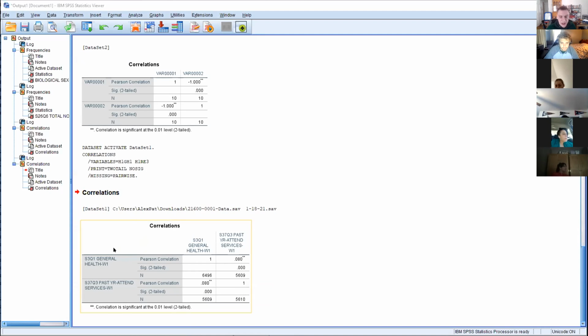Okay, and so that's another example of, and again, because I used the word correlation matrix, this is the correlation matrix. This is what this thing is. That's what they call it. The output for correlation is a correlation matrix.